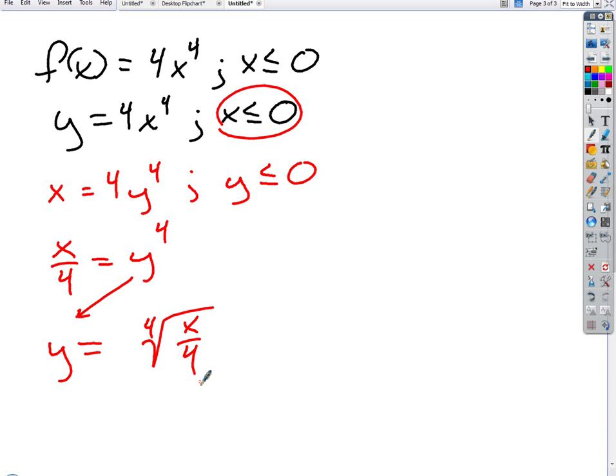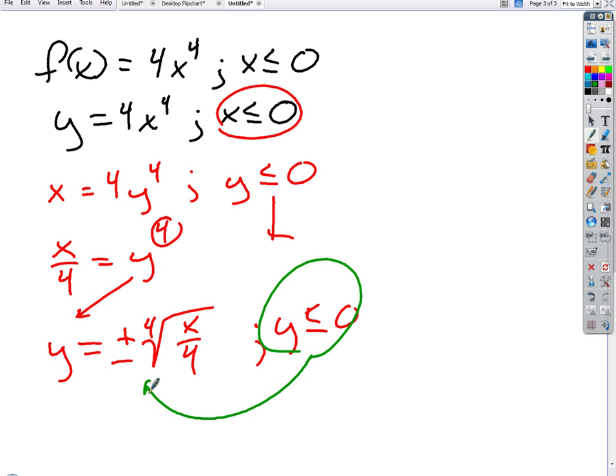But what am I missing? There's a plus or minus. Because this is even, I have to have a plus or minus. But if I know that y is less than or equal to 0, which of those two am I keeping? The minus sign. Yeah, because y is less than or equal to 0, that's telling me that my answer has to be negative, right? And so that means I'm keeping that. And so my answer becomes y equals minus the fourth root of x over 4.